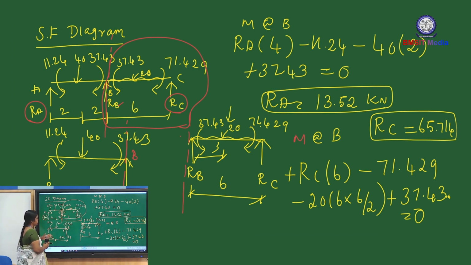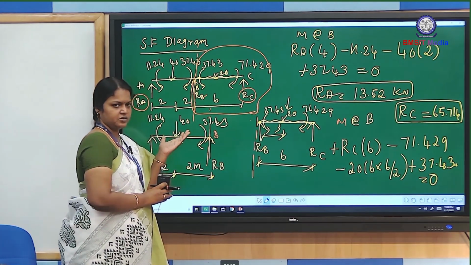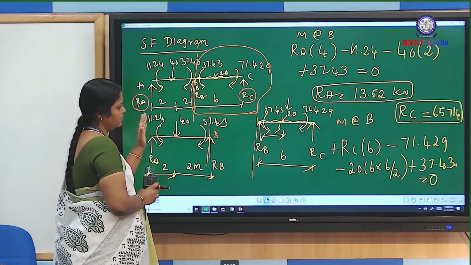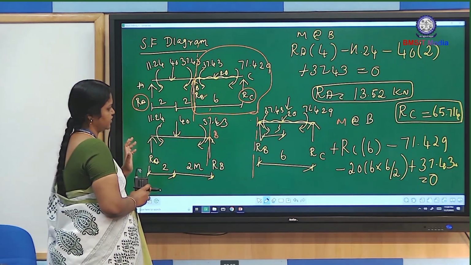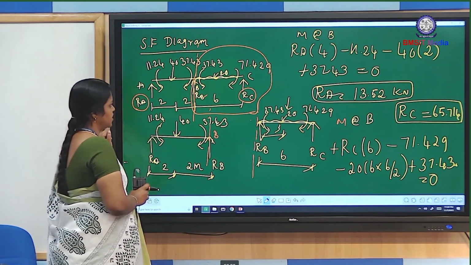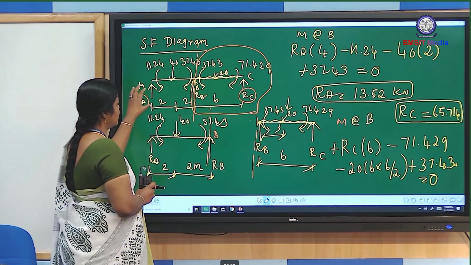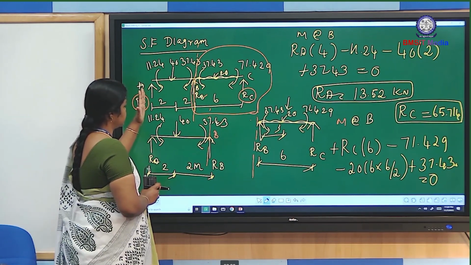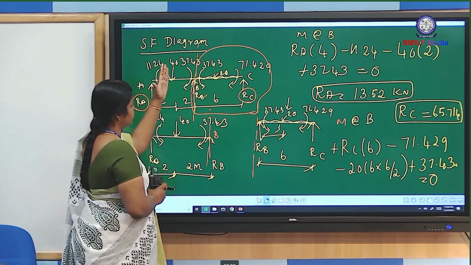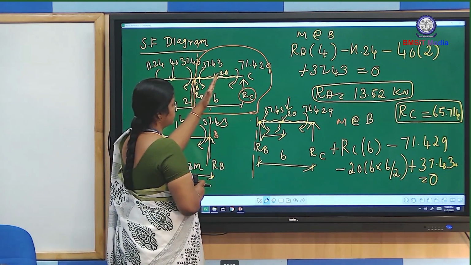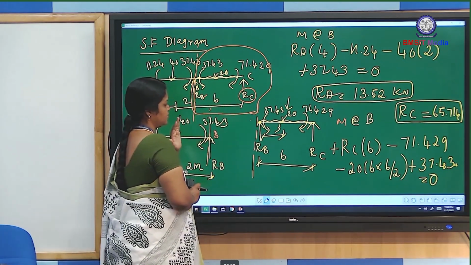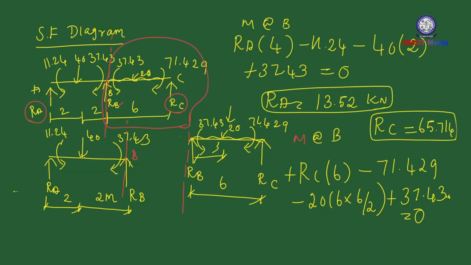So the remaining one unknown is RB. We know the equation of equilibrium, so now sum of all vertical force equal to 0. Using that equation, we can easily find out RB. How many vertical support reactions are there? RA. Upward force is considered as a positive force. So plus RA minus 40 and minus 20 into 6 plus RC equal to 0. Using summation of vertical force equal to 0.